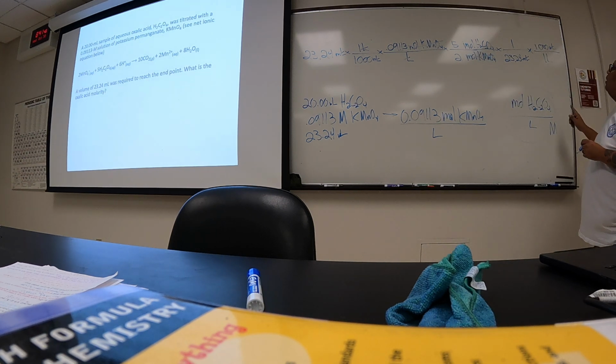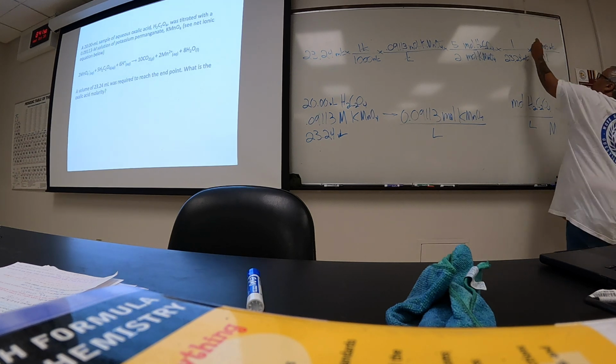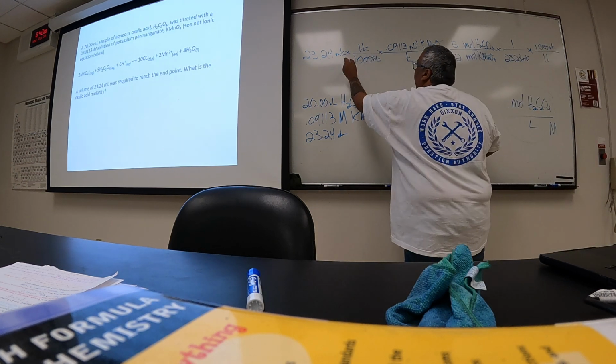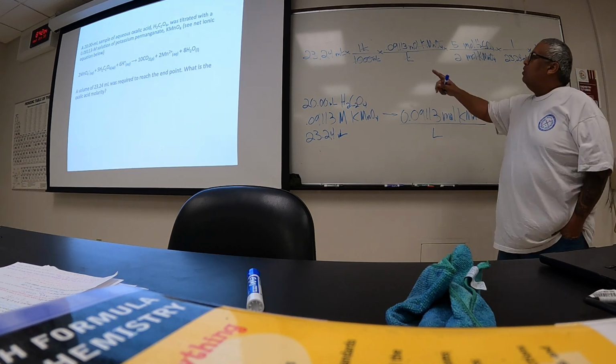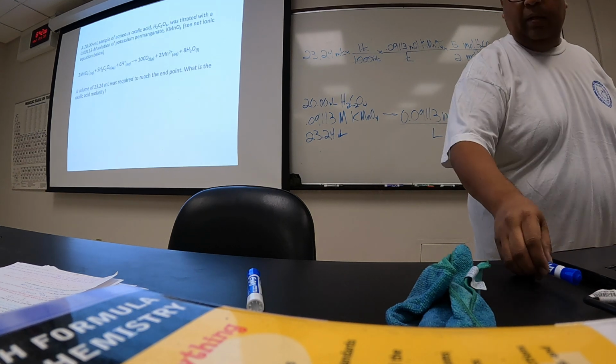One last thing, is there anything else to make our calculation easier that we can cancel out here? The 1,000, right? This cancels this. So that makes our calculation just a little bit easier. So here, what is our final calculation here?